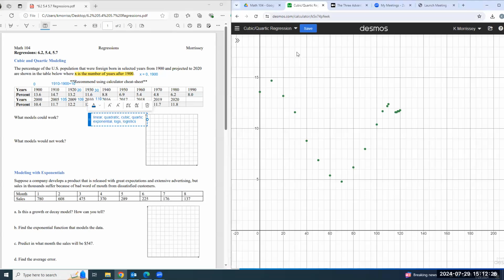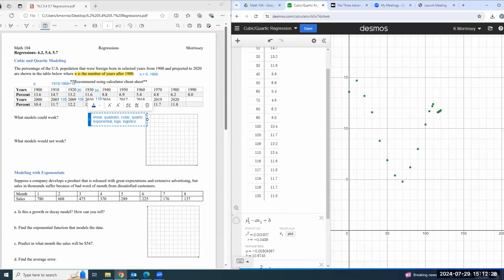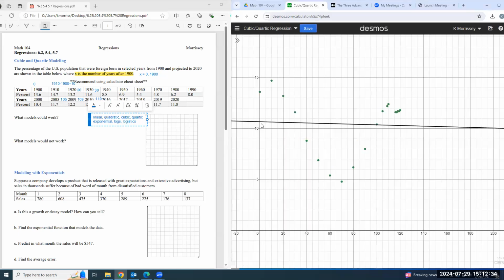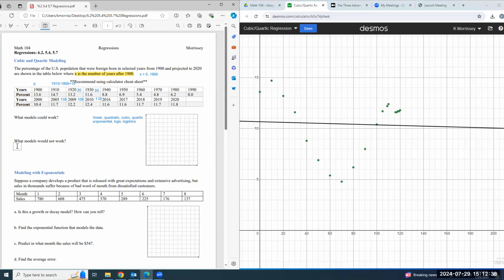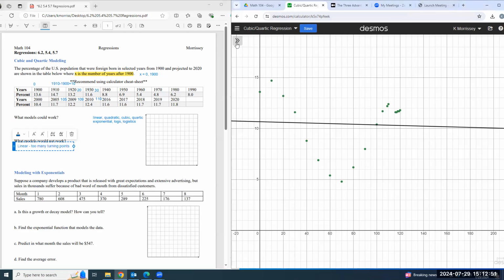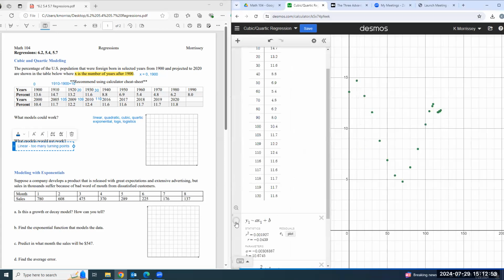If you are at all confused, you can always make a comparison with the ones that we've graphed so far. Number 2 is linear. Do we think that line is going to be a good fit for curved data? No, definitely not. Linear would not work in this case. We have too many turning points, so we can take that one away.